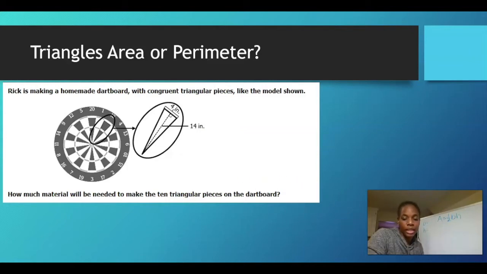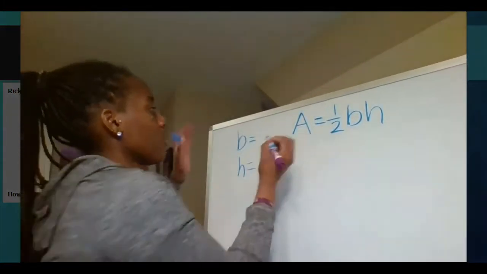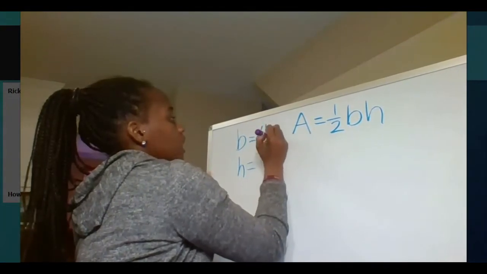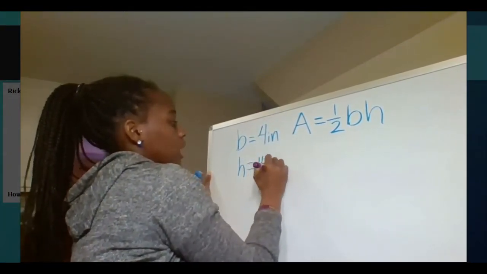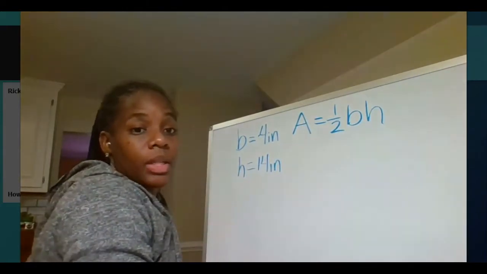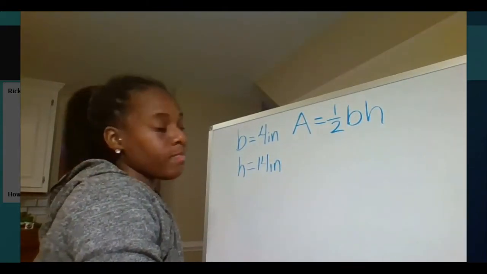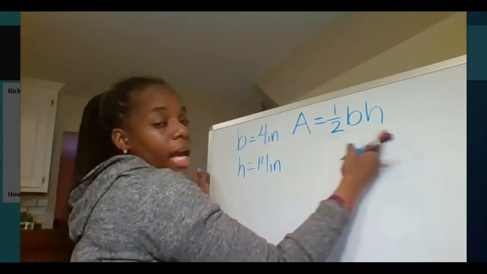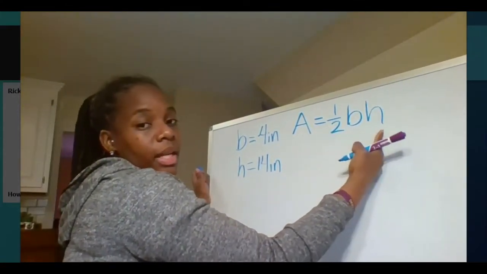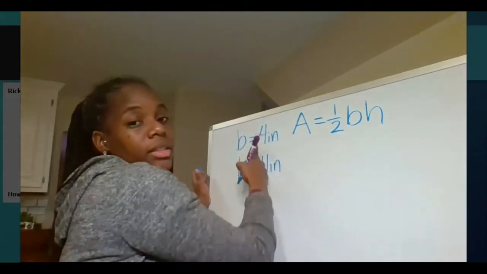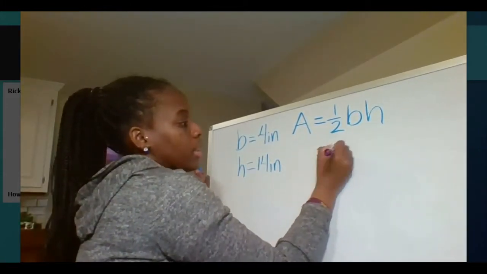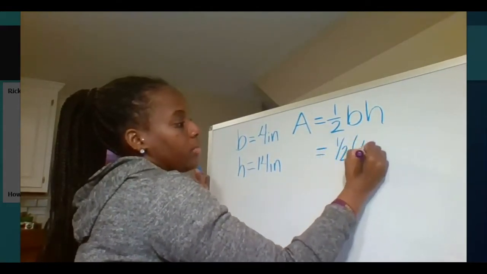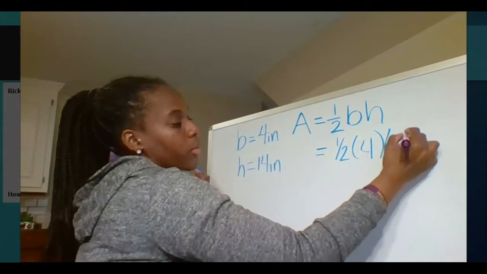All right, so now we're going to go ahead and solve out the problem accordingly. According to this problem, each one of the triangles has a base of 4 and a height of 14. So for B, I'm going to say 4 inches. And then for H, I'm going to say 14 inches. Then we're going to substitute these into our equation. A is equal to 1/2 base times height. So instead of using the letters B and H, we're going to now take these numbers and substitute them in. So it's equal to 1/2 of 4 times 14.